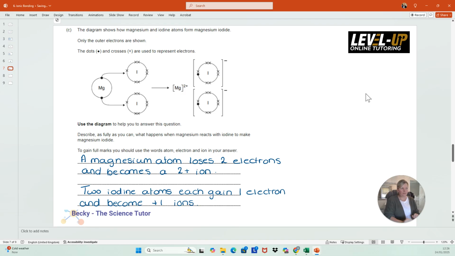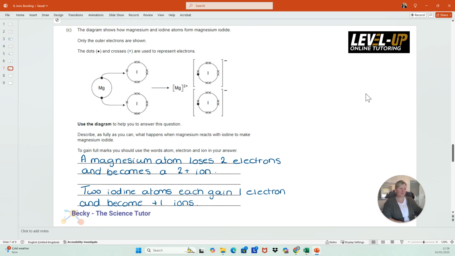So in terms of marking points, it's 1 for identifying that magnesium loses. Second mark is for identifying that it loses 2 electrons. Third marking point is for identifying that iodine gains the electrons. And then our fourth marking point is the fact that we have used the word atom, electron and ion within our answer.